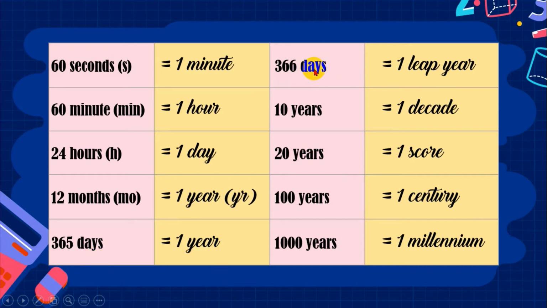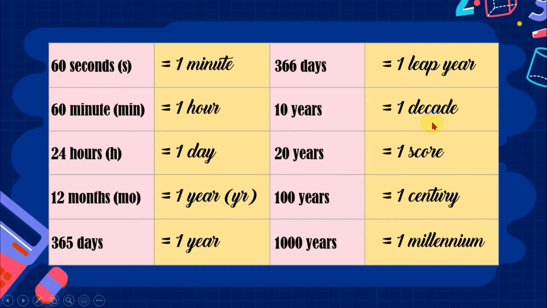Okay? 366 days is one leap year. You may wonder, when does a leap year happen? A leap year happens when February has 29 days. Usually, February has only 28 days. If it so happens that it is 29 days, then that year has an excess of 1 day. That's the leap year. And then, 10 years is one decade.